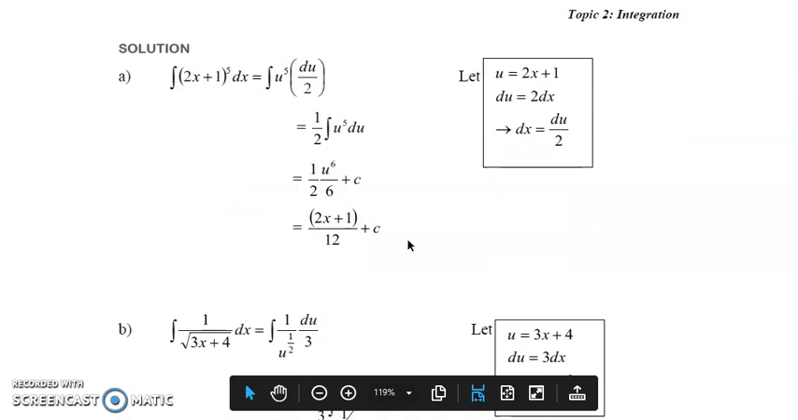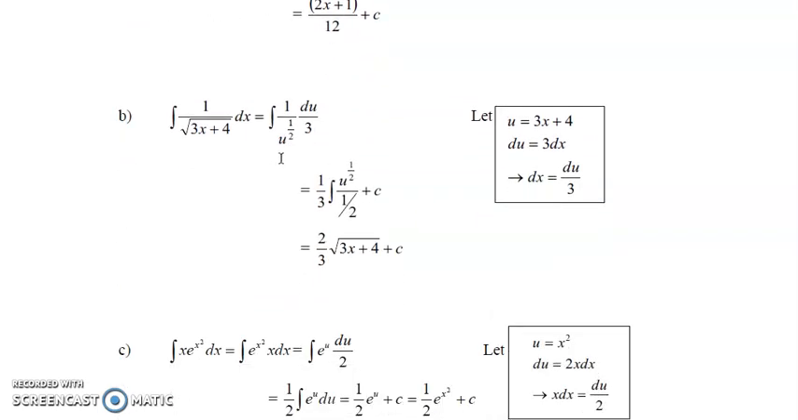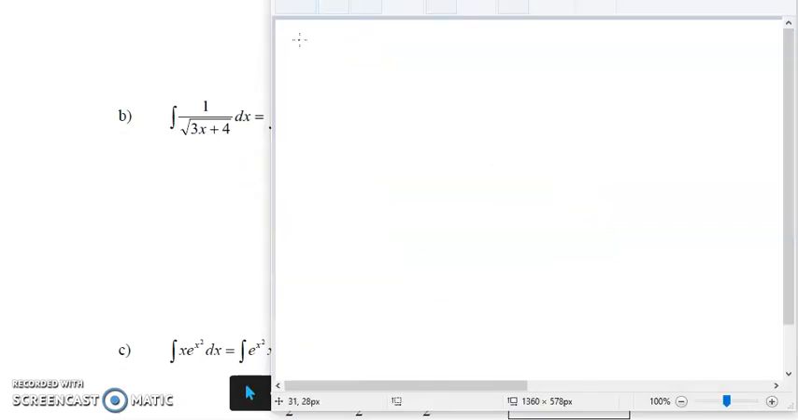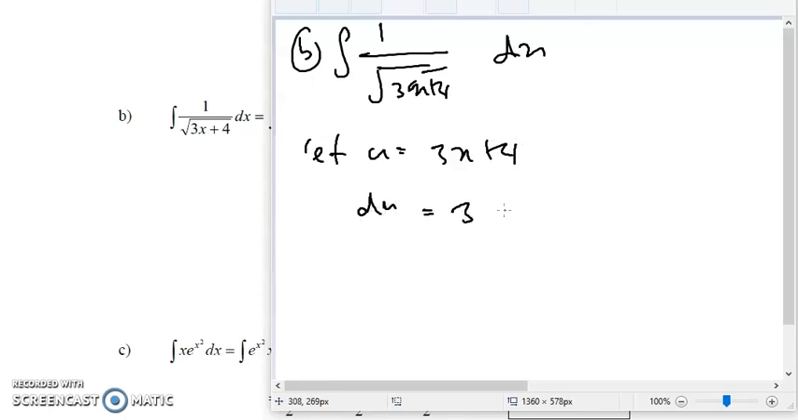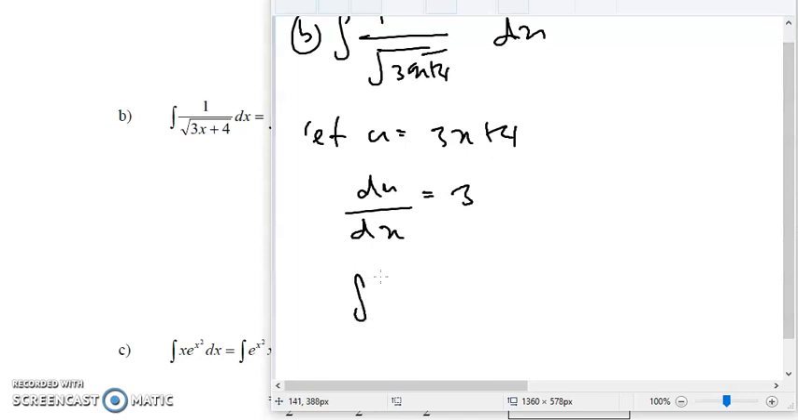As for question A, you already explained. As for question B, as I told you, we'll have the integral of 1 over square root of 3x plus 4 with respect to x. By letting u equal 3x plus 4, du over dx will be equal to 3, so 3 here. And then the next step, you are going to substitute into your integral using u terms. Since you already let 3x plus 4 be u, you'll have 1 over square root of u.